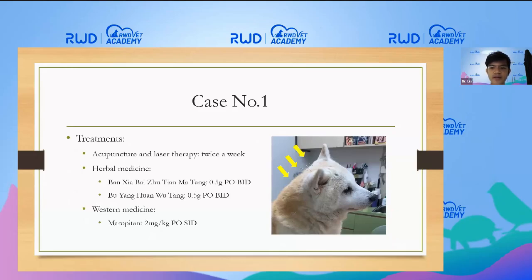My treatment for it included acupuncture, laser therapy, herbal medicine, and Western medicine. I did acupuncture and laser on GB20, GB14, LI15, GB12, GB8, TH17, and Jiajiaji, just like I mentioned before. The herbal medicines I used were Banxia Baizhu Tianma Tang and Buyang Huanwu Tang. For stopping the vomiting and nausea, I gave Maropitant once a day.